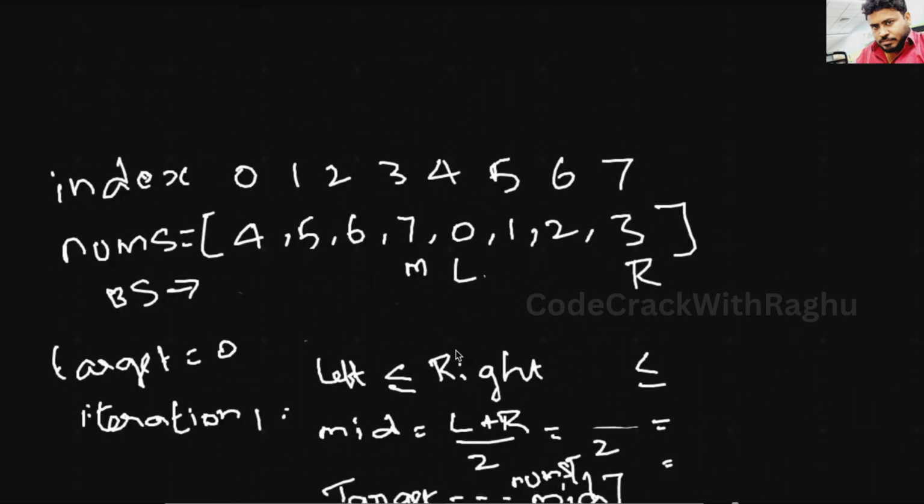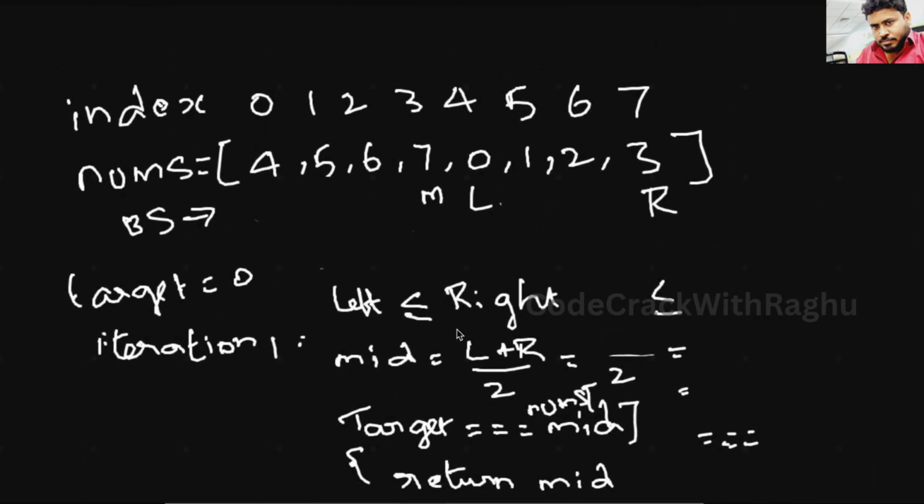Now we need to see the next iteration, with the new positions of mid, L and R. Now we need to check if left is less than or equal to right. What is our left value? Left will be 4, and right will be 7. So 4 is less than 7, and the condition is satisfied. We are going inside. So 4 plus 7 is 11, by 2 is 5.5, which is 5. So our new mid value is 5.